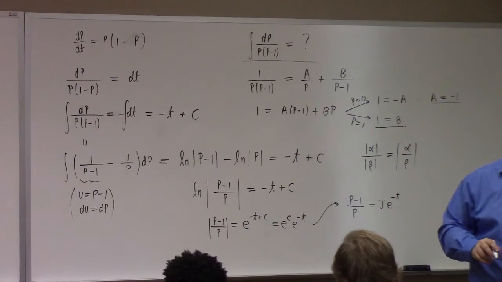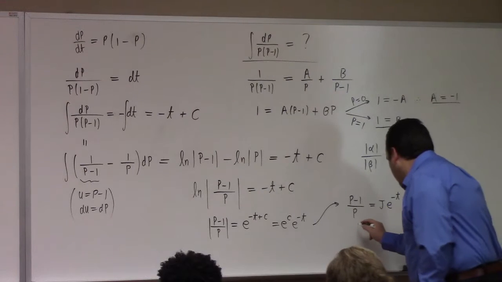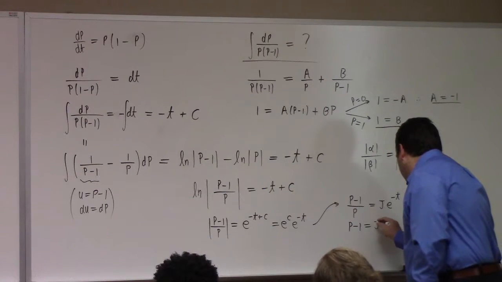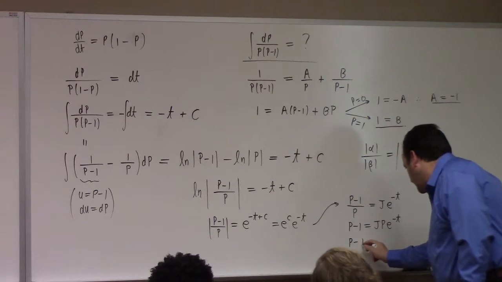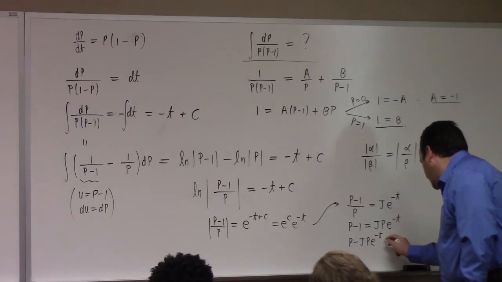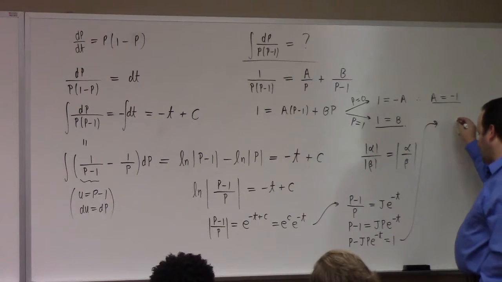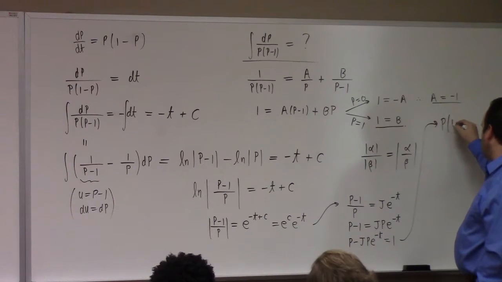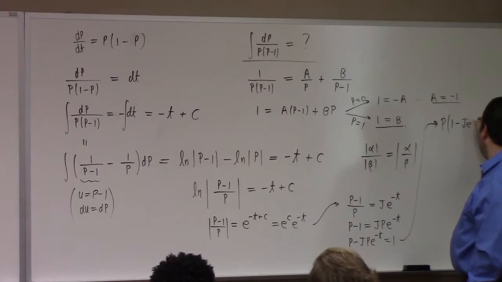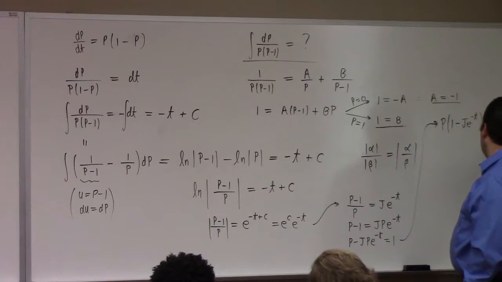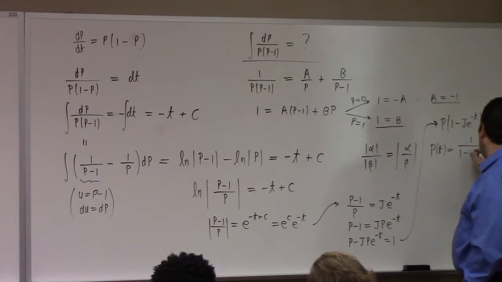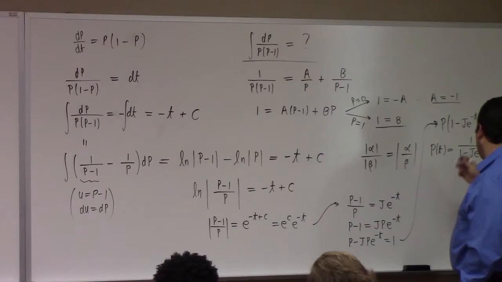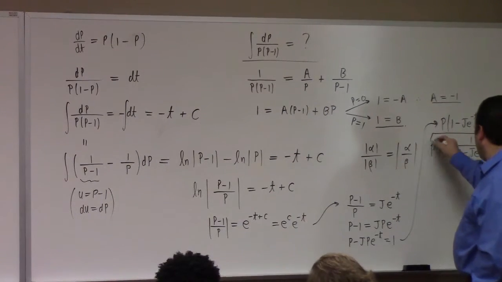Now I'm trying to solve for p. Can you solve for p? This says p minus 1 is equal to j p e to the minus t, which says that p minus jp e to the minus t is equal to 1, which says that p times 1 minus j e to the minus t is equal to 1, which finally says P of t is equal to 1 over 1 minus j e to the minus t. There you go.